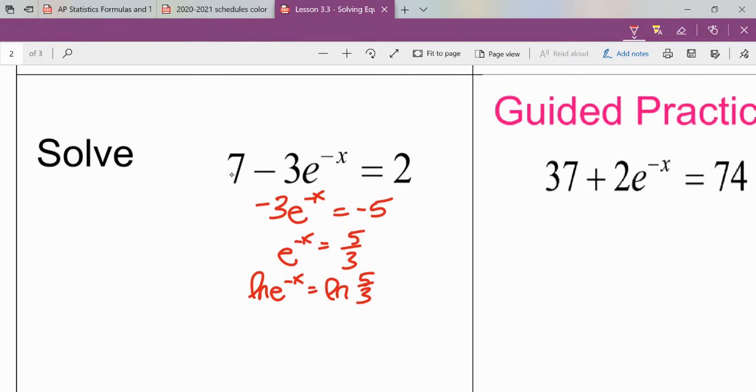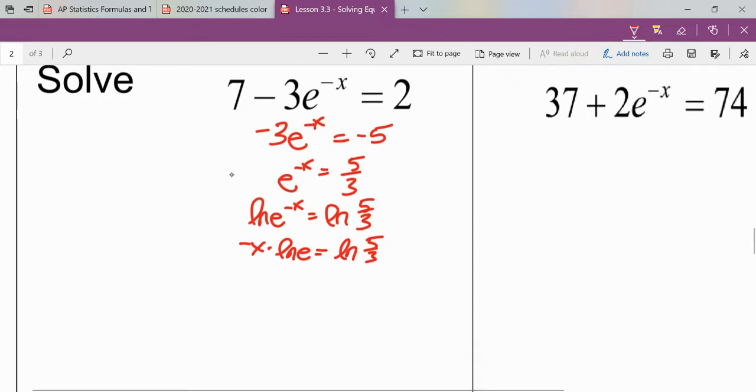So again, I took the natural log of both sides. I can bring that out front to that exponent. So I got negative x times the natural log of e equals the natural log of 5/3. And this is why we do this, because the natural log of e is really like log base e of e. And from our properties, when these are the same, my answer is just whatever this exponent is here, which is 1. So the natural log of e is 1.